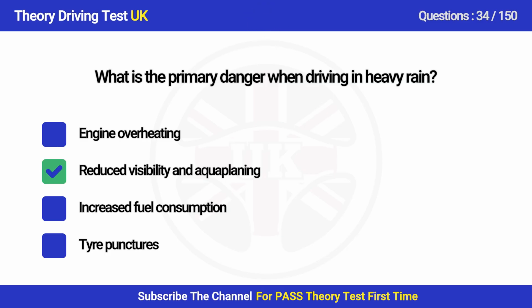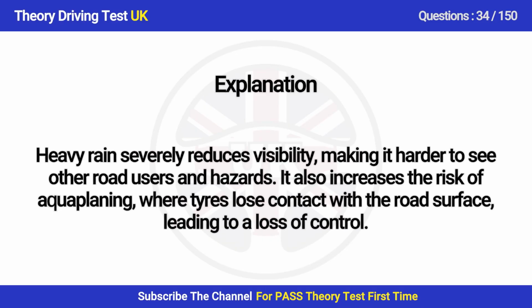Answer is B. Visibility and aquaplaning. Heavy rain severely reduces visibility, making it harder to see other road users and hazards. It also increases the risk of aquaplaning, where tires lose contact with the road surface, leading to a loss of control.